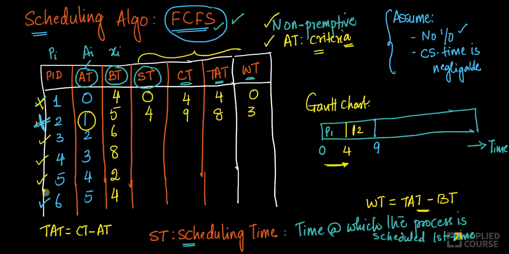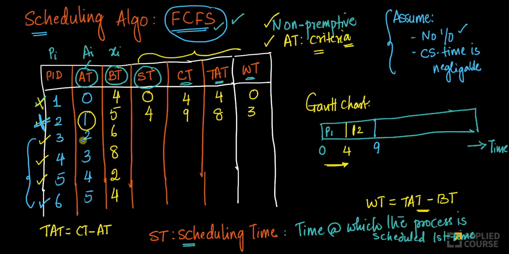So now which all processes are there? 3, 4, 5, 6 are in the queue. Amongst these, which one will my first come first serve pick? My FCFS algorithm picks whichever came earliest, based on the arrival time. Which has the lowest arrival time? 2. This is the lowest arrival time.